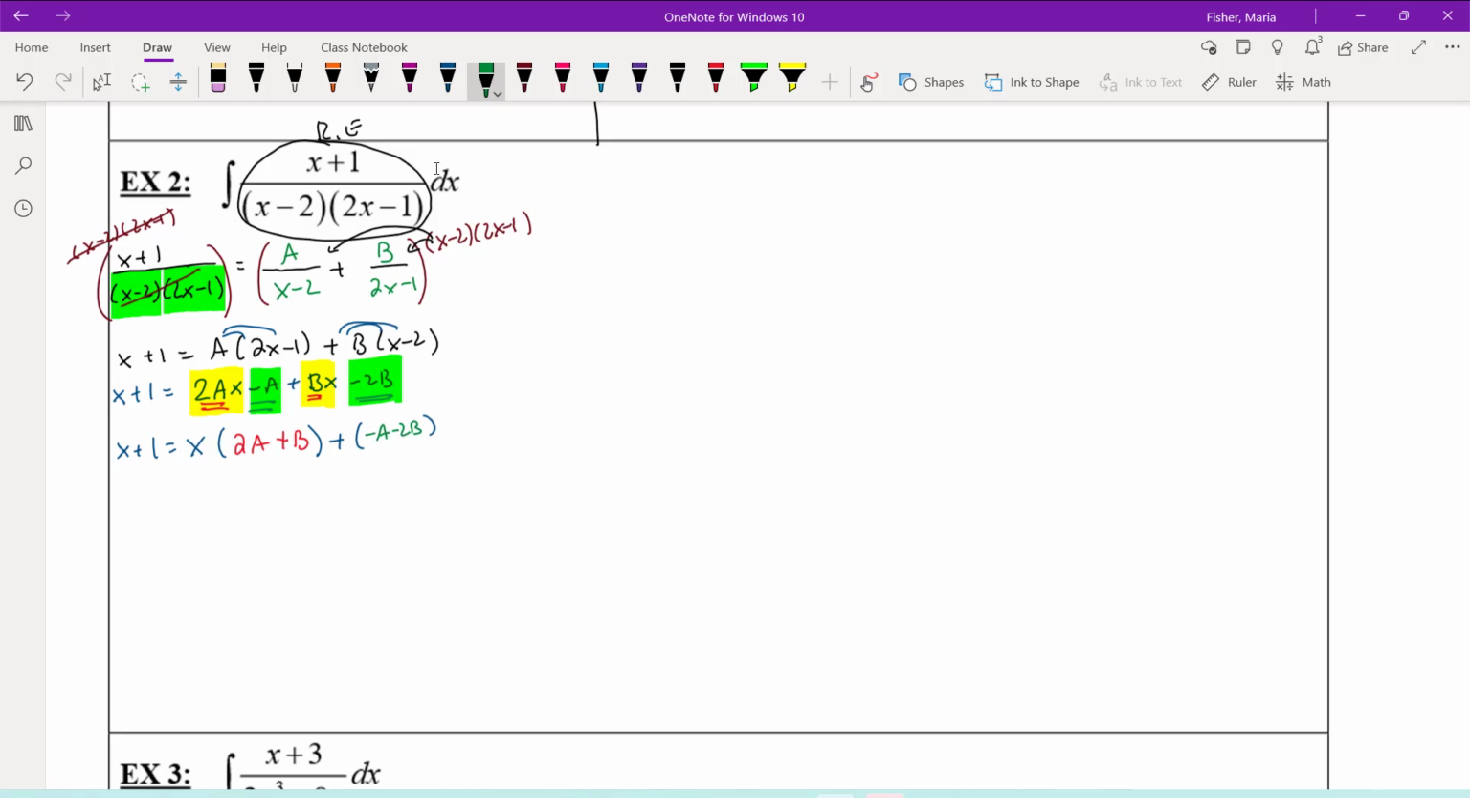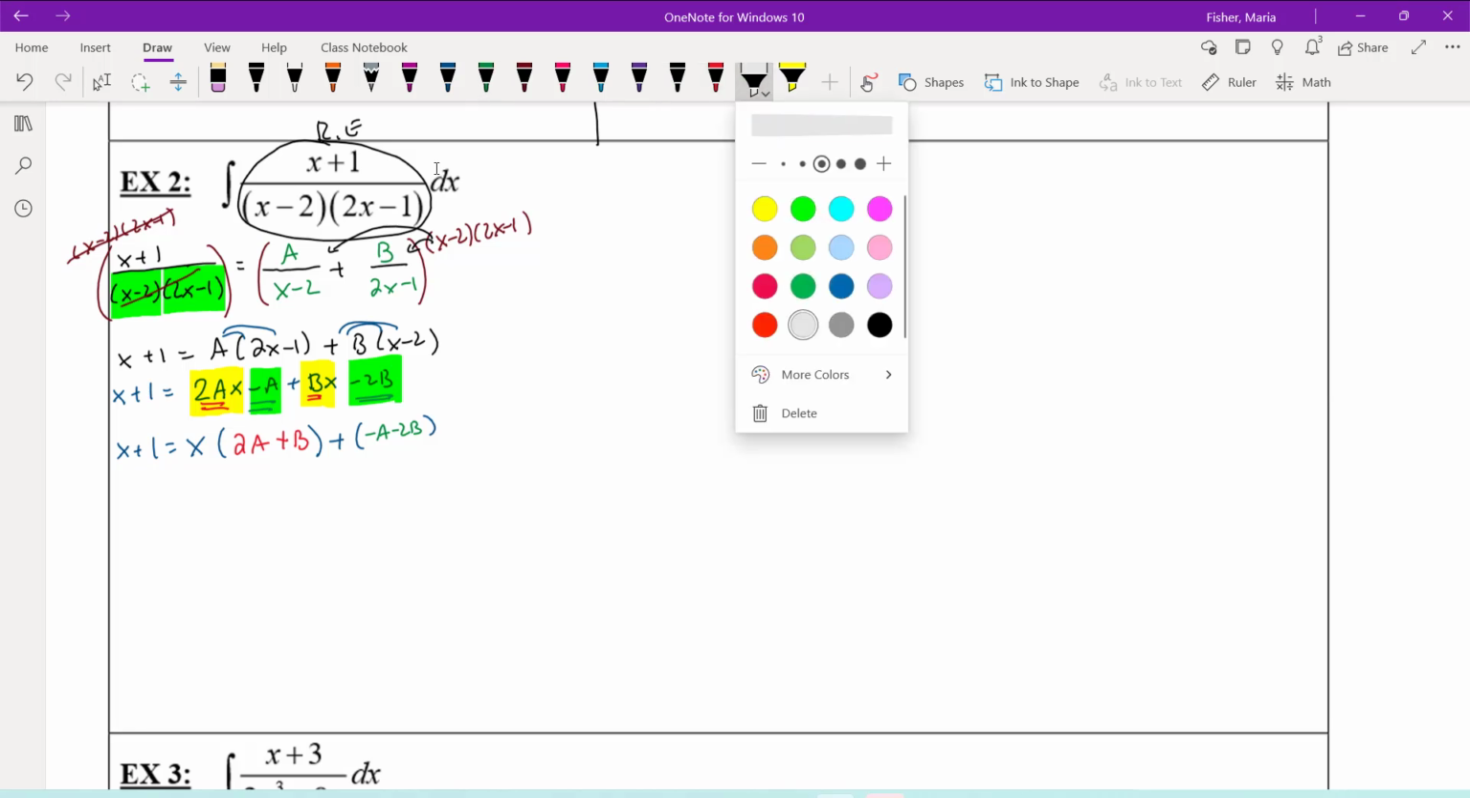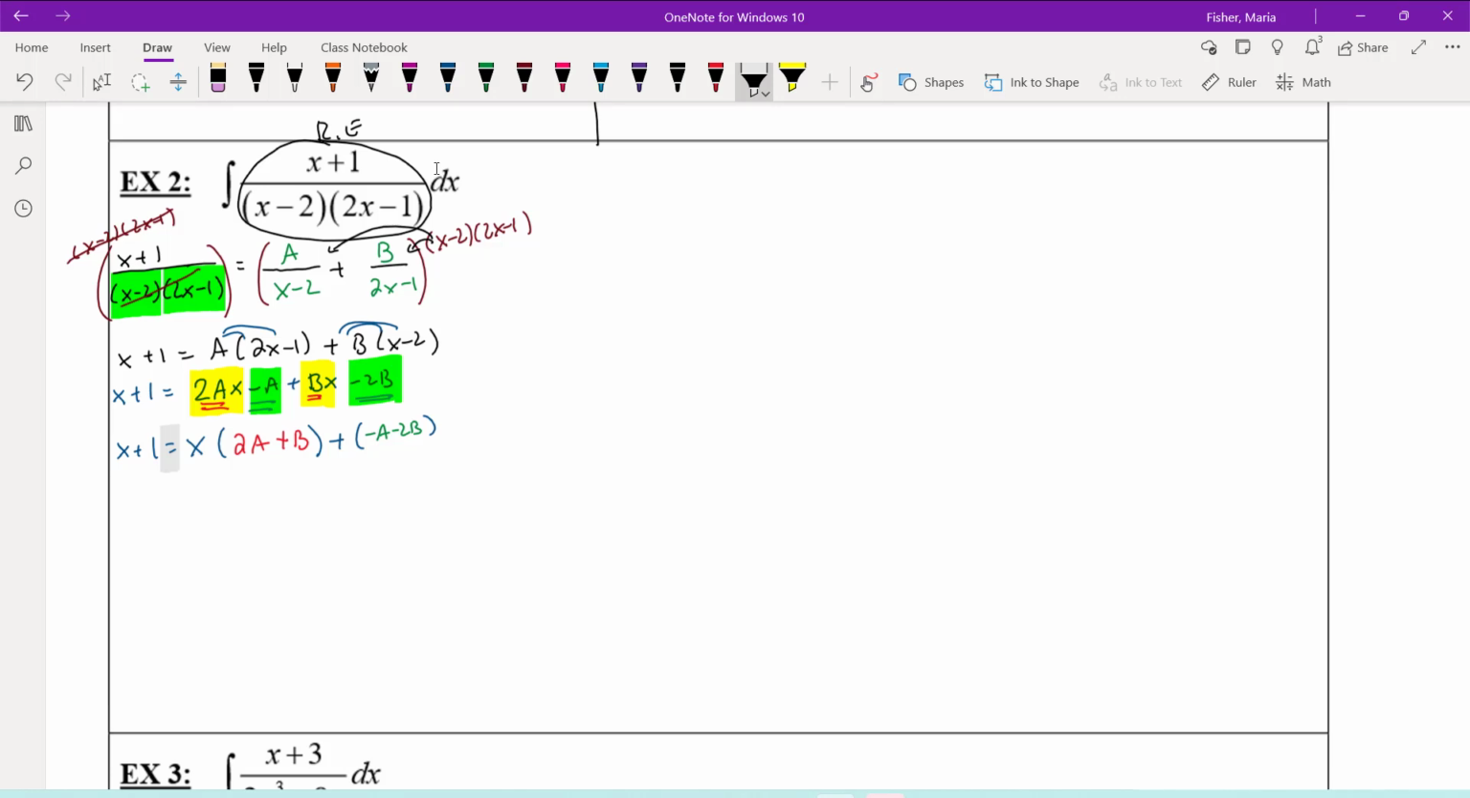Now, notice this equal sign between these two things. What this is saying is that x plus 1 has to equal x times (2A plus B) plus (negative A minus 2B). If this is x and this is x, then this guy here has to equal the coefficient of x. Well, there's no number in front of x, so it's that implied 1. So that means that 2A plus B has to equal 1. And this guy here is the constant term, and so this has to equal the constant term. Well, that's a 1, so I know that negative A minus 2B has to equal 1.